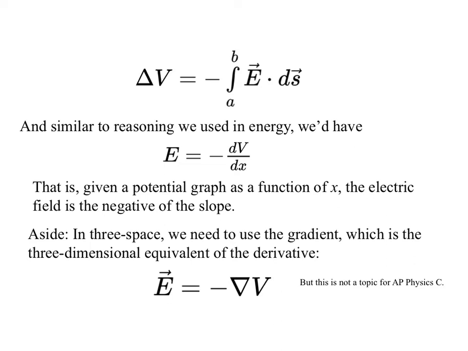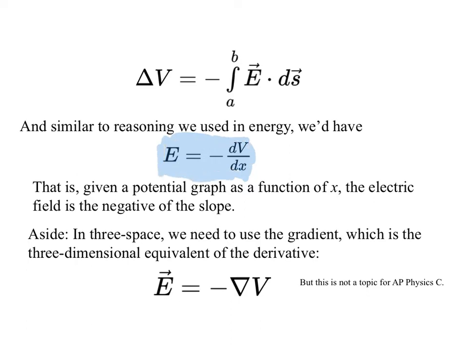And then likewise, with reasoning that we had used under energy, we could also turn this around to say that E is minus dV dx. That is, given a potential graph as a function of x, the electric field is the negative of the slope. We should be really careful here. We're in one dimension when we do this. All right, this is a single dimensional thing. There's only one way for the particle to move, one axis it can move along, so that the math is relatively simple.